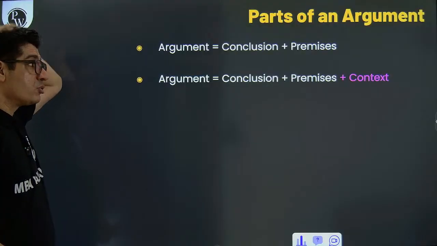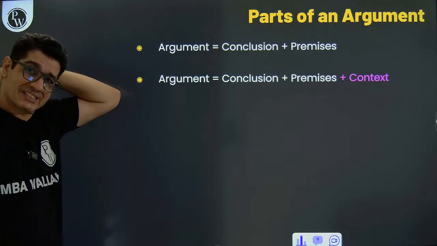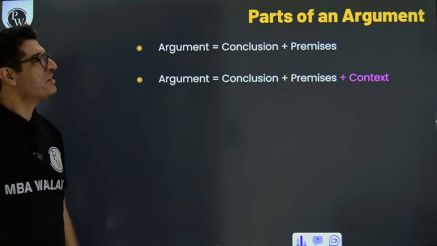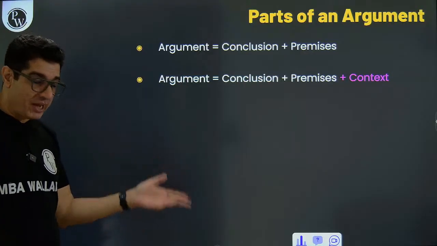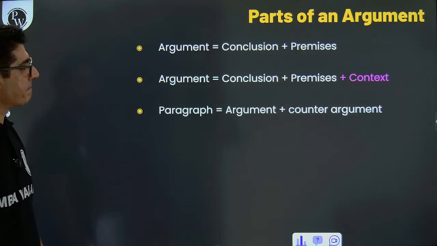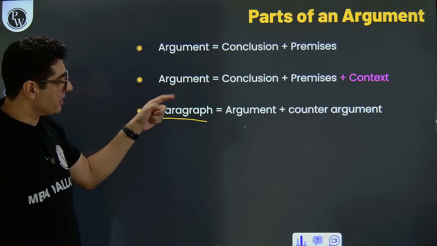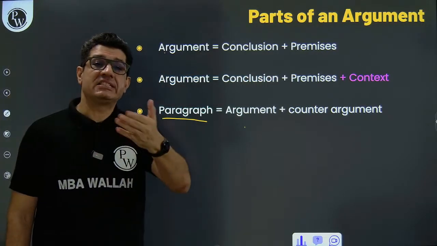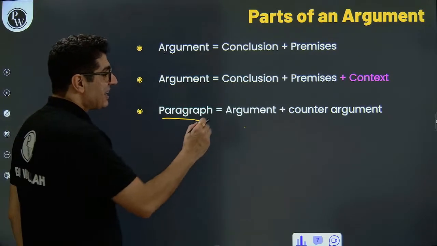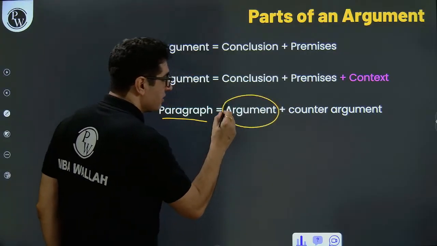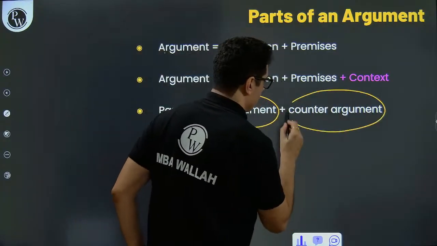So conclusion, premise, context, and well, there is a third variation as well, and that is you can get a paragraph. Notice I'm not using argument now. The paragraph that the examiner gives you can have an argument and a counter argument.